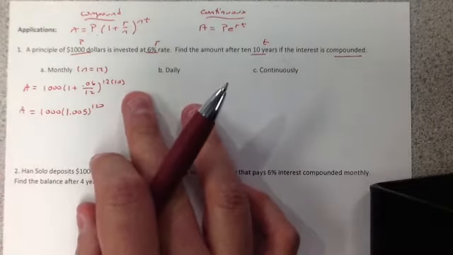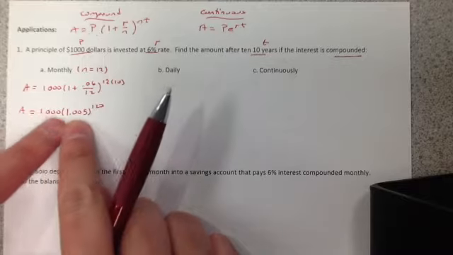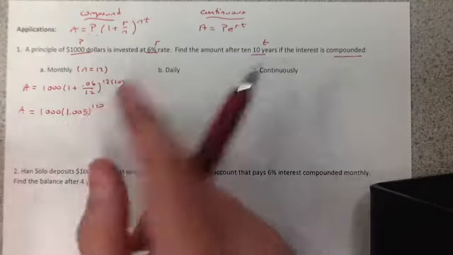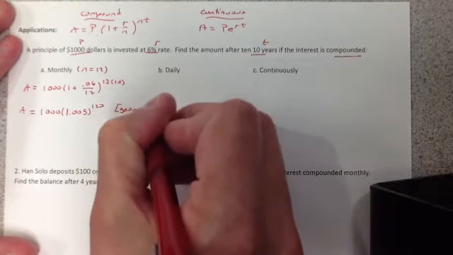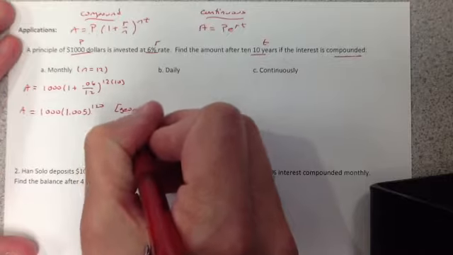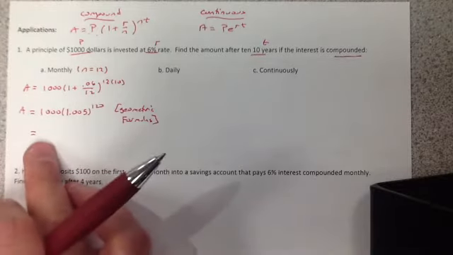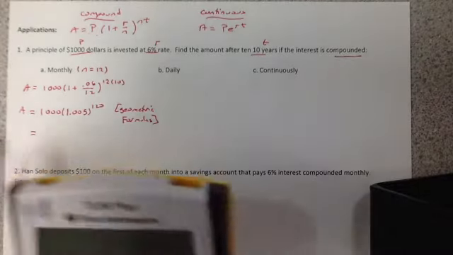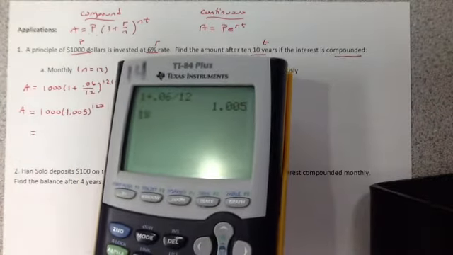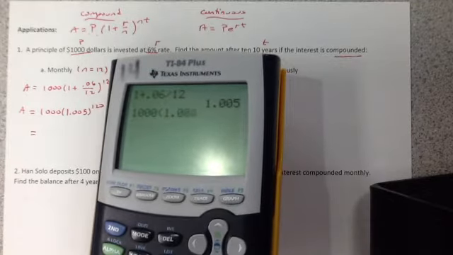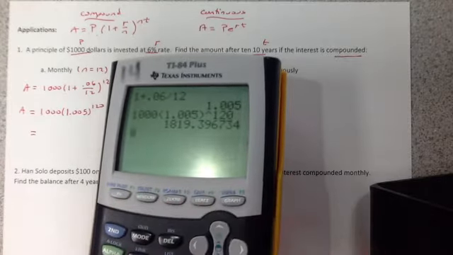Now what I want you to notice is this formula right here. This is our geometric series formula, A sub 1 times R to the N. So we have actually been using geometric formulas for a long time, we just don't ever see it as such. If I simplify this out, I get 1,000 times 1.005 to the 120th, and that gives me $1,819.40.